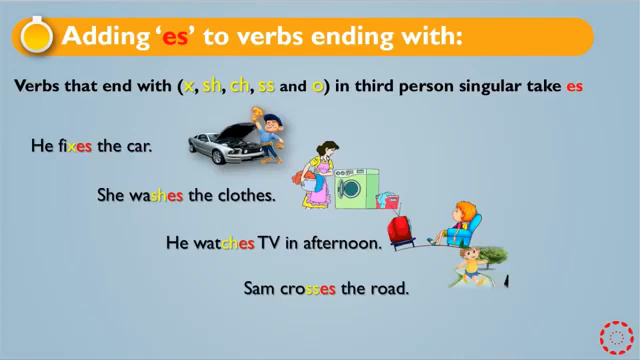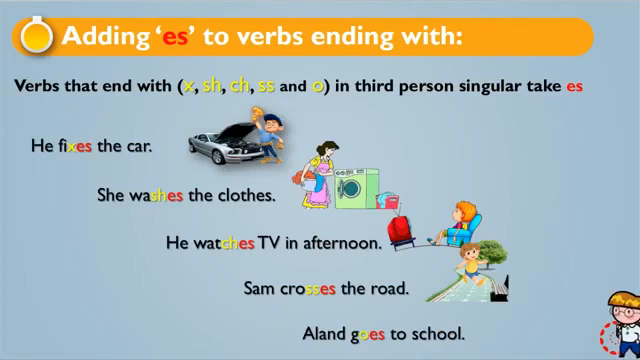Sam crosses the road. Cross ends with double s, so we have to add es. Alan goes to school. Go ends with o, so we have to put es.